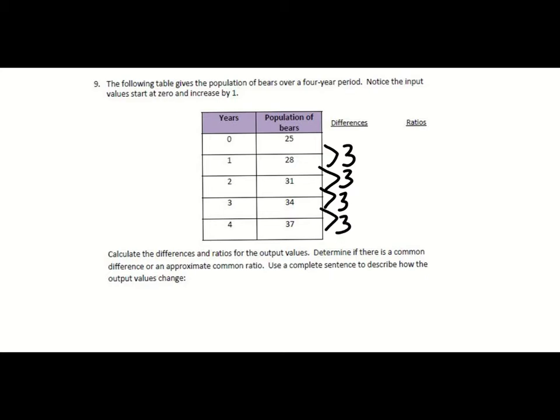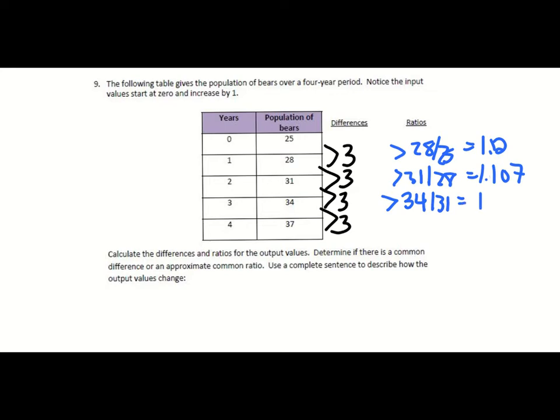You can probably already tell what the answer is because these are all the same, but I'm going to do it anyway. So your 28 divided by 25 is going to give you 1.12. Your 31 divided by 28 gives you 1.107. Your 34 divided by 31 gives you 1.097. And your 37 divided by 34 gives you 1.088. Now, I know it seems like these are super close together.